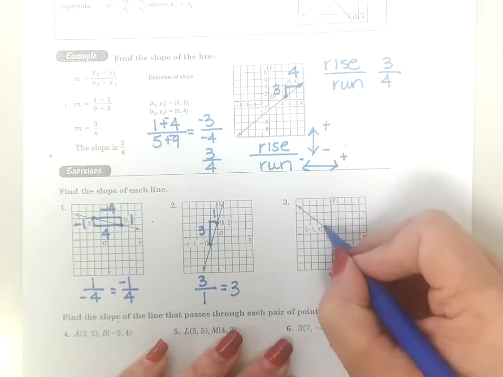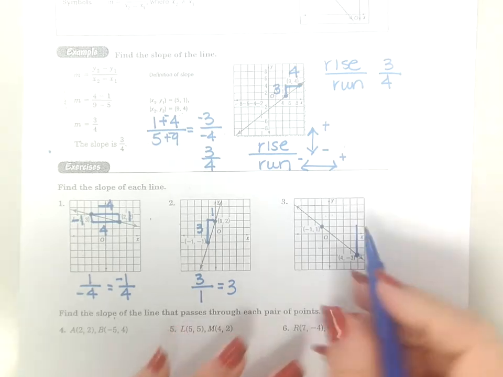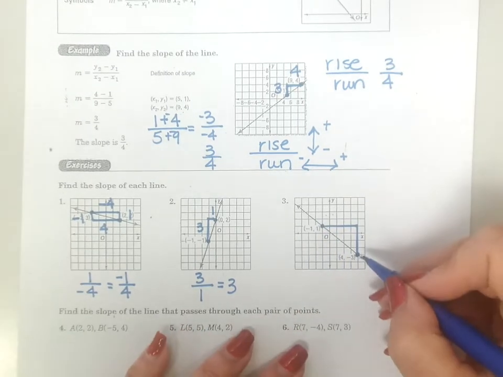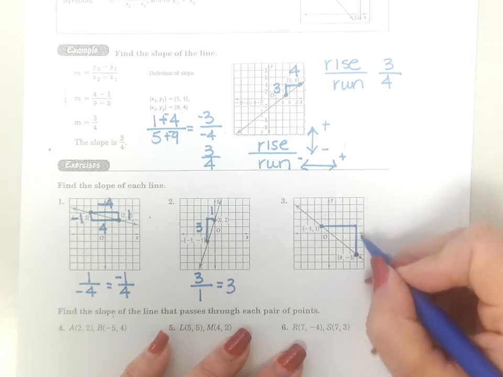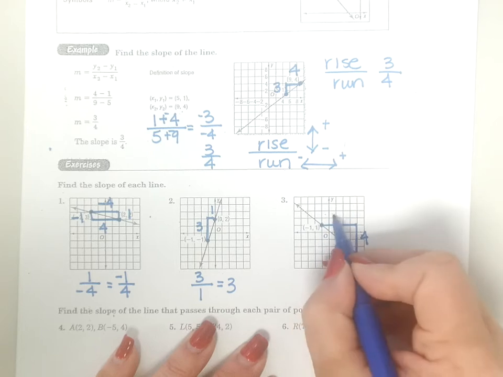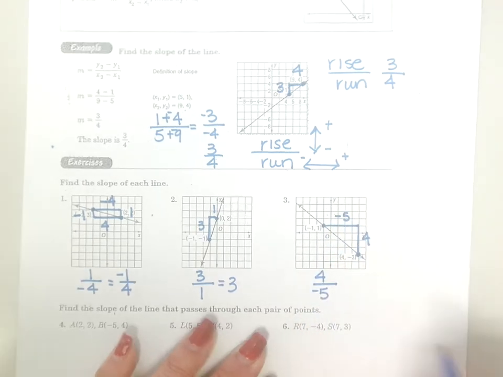Let's do rise over run on the next one. Find your 2 points, draw your lines to connect them, to make your step. Count up, 1, 2, 3, 4, and then it's going left, 1, 2, 3, 4, 5. So it's a positive 4 for the rise, a negative 5 for the run.